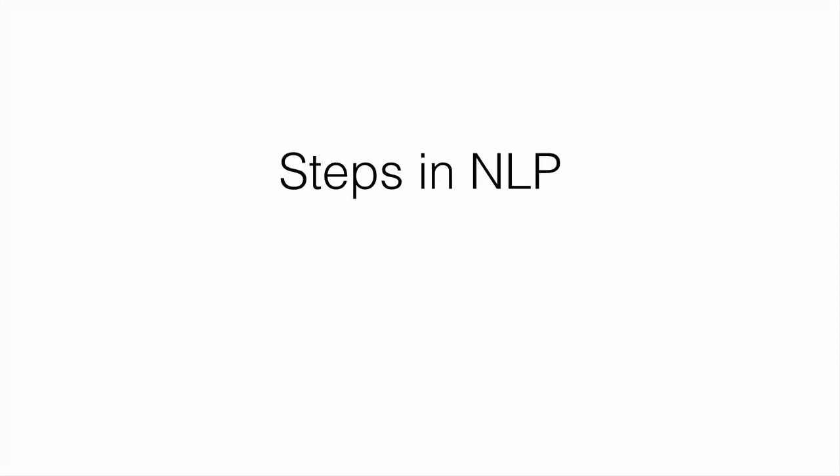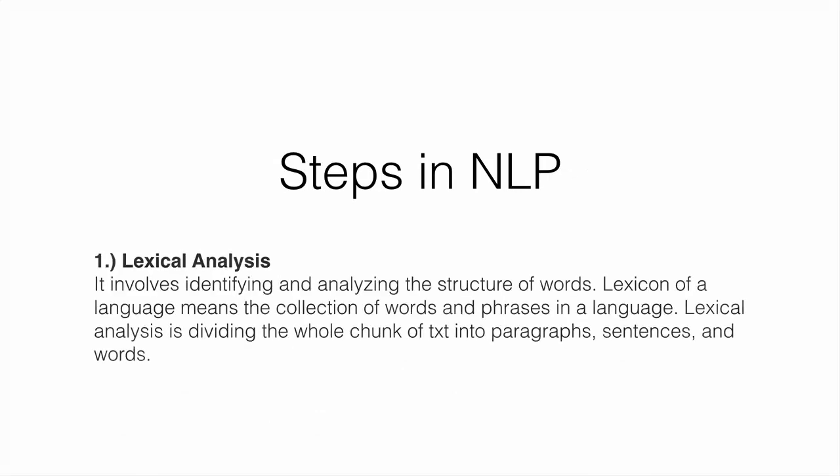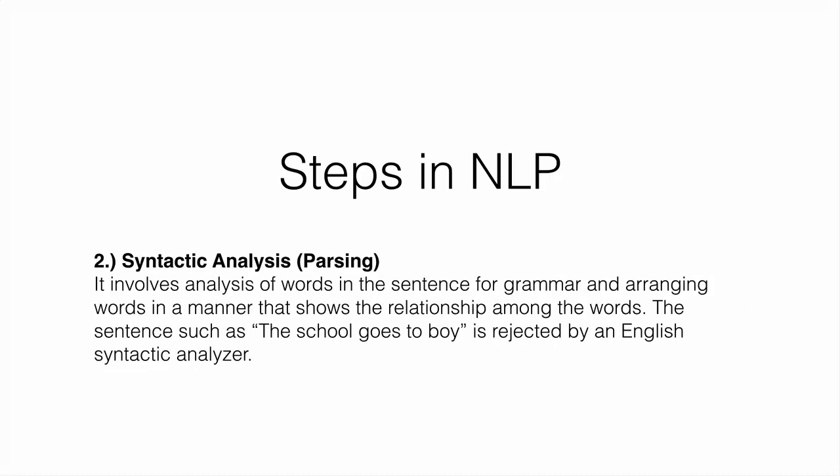Now we're going to look at the steps involved in NLP. So there's going to be basically 5 of them here. And we start off with the lexical analysis. So this involves identifying and analyzing the structure of words. Lexicon of a language means the collection of words and phrases in a language. Lexical analysis is dividing the whole chunk of text into paragraphs, sentences, and words. Then we have syntactic analysis. So in other words, parsing. It involves analysis of words in the sentence for grammar and arranging words in a manner that shows the relationship among the words. The sentence such as, "The school goes to boy," is rejected by an English syntactic analyzer.